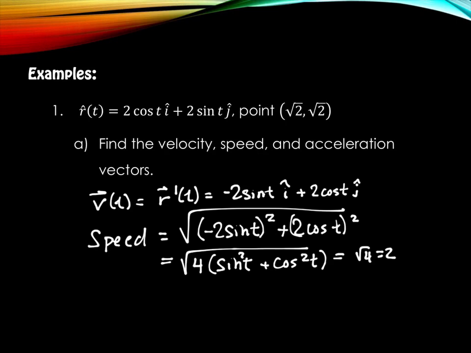And then our acceleration vector is the derivative of the velocity vector. So the derivative of negative 2 sine t is negative 2 cosine of t, that's i. And then we have the derivative of 2 cosine of t, which is negative 2 sine of t j.